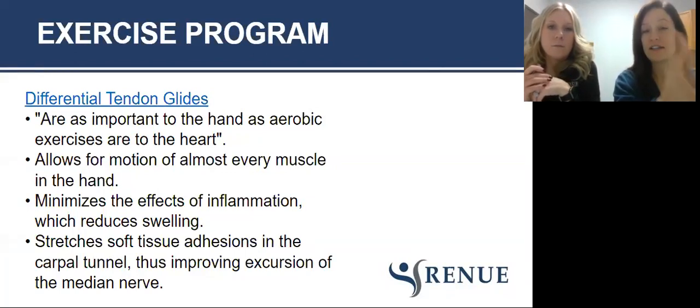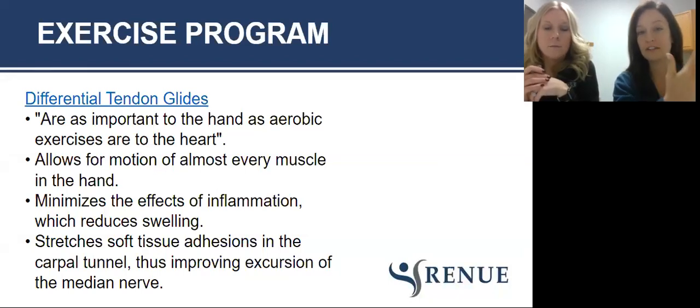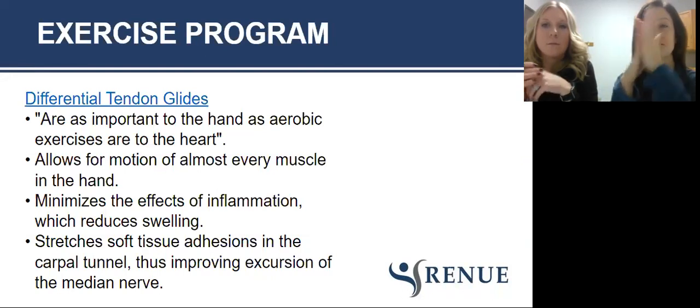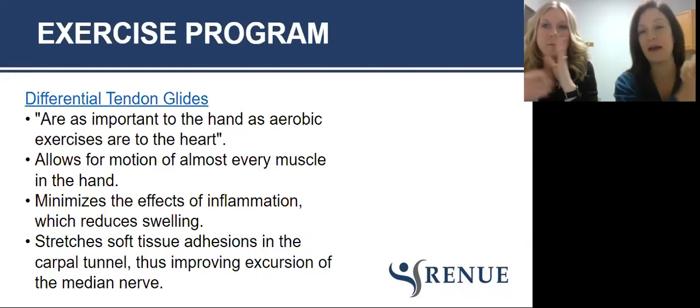And if you ask any surgeon that we work with, our hand specialists that we talk to, it's so important for the hand because you have those 9 flexor tendons that are running up through that carpal canal. And these exercises make sure those tendons are gliding nicely back and forth past each other. They are just as important for the hand as aerobic exercise is for the heart.